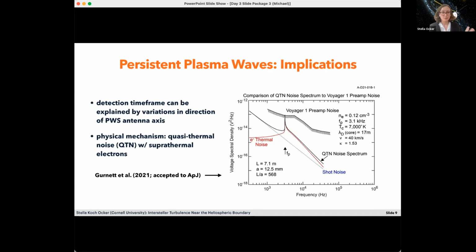The second possibility for the physical mechanism producing this persistent plasma line is just as Stuart Bale described in his talk yesterday. It may be quasi-thermal noise, or QTN, which has been detected on a number of solar system missions within the heliosphere. But Voyager 1's antenna is far too short to detect classical QTN that corresponds to a Maxwellian electron distribution. And so if this is in fact QTN that we are seeing with Voyager 1, then this requires a significant population of superthermal electrons in the interstellar plasma. So this plot on the right is again showing you an example of what the QTN spectrum could look like with this superthermal component. So next slide.